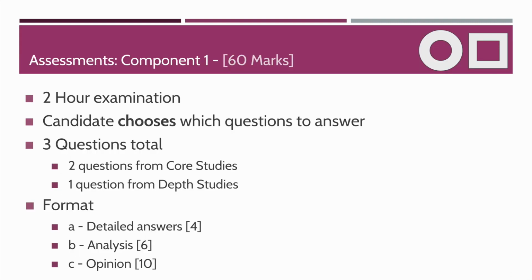As a reminder, paper 1 is the largest assessment which is a part of the IGCSE program. And just as a reminder, we'll go through some of the different aspects. It's a 2-hour examination. Candidates get to choose which questions they answer. Candidates must answer a total of 3 questions, 2 questions from the core studies, 1 of the questions from the depth studies, and all the questions which are a part of paper 1 are broken into 3 parts, A, B, and C. This presentation is specifically about question A.